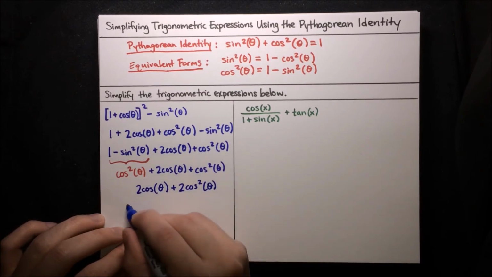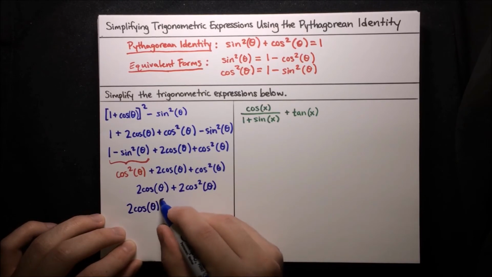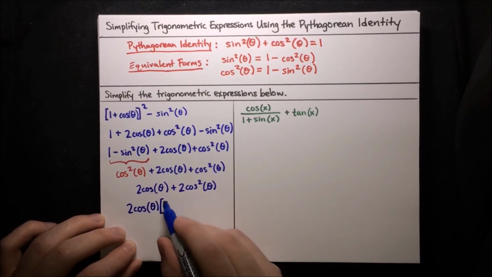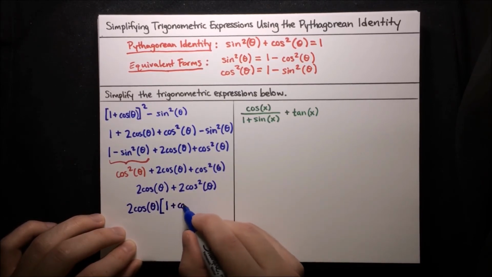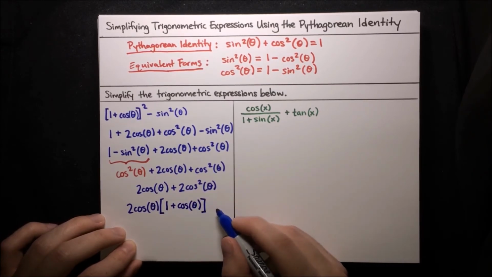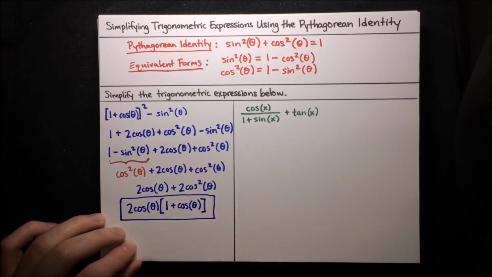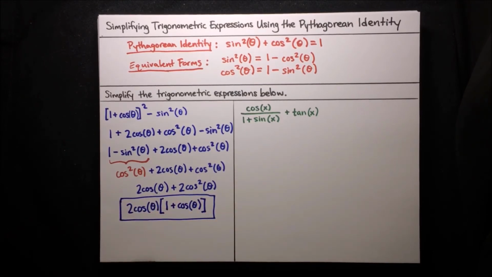And we can factor out a 2 cos θ from both of those terms. It's times 1 to get the first term, and then times cos θ to get the second term, cos². So there we go. This is the simplified form of the initial trig expression. Okay, let's move on to the next one.